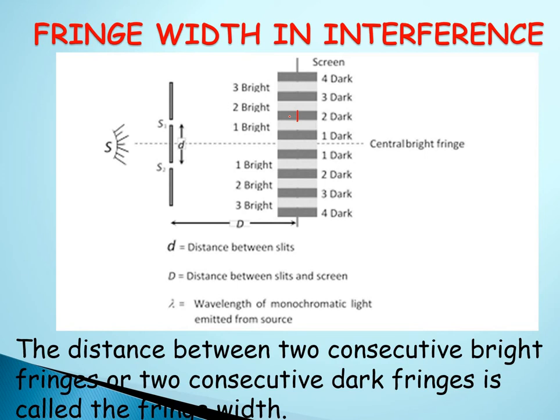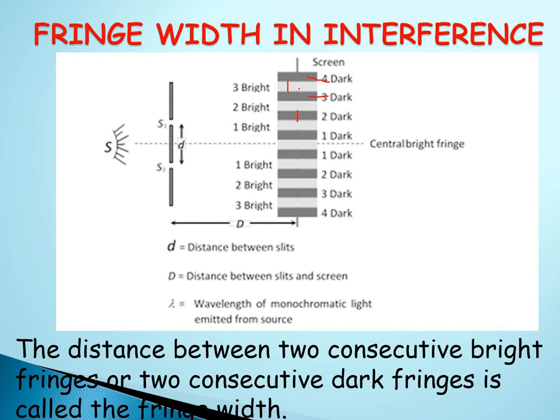Similarly, here the third bright fringe is sandwiched in between the third dark fringe and fourth dark fringe. So if you take the distance between the two consecutive dark fringes, you will get the width of the third bright fringe. What is the distance between the fourth and third dark fringe?